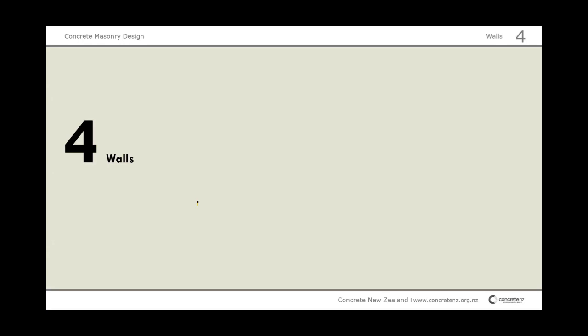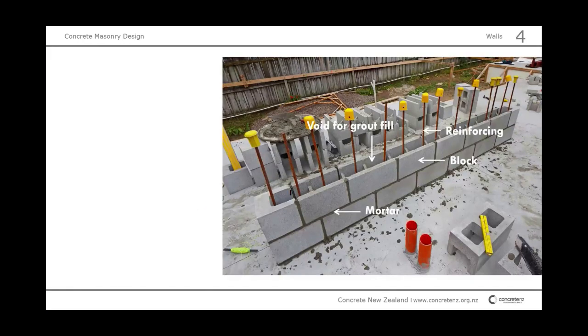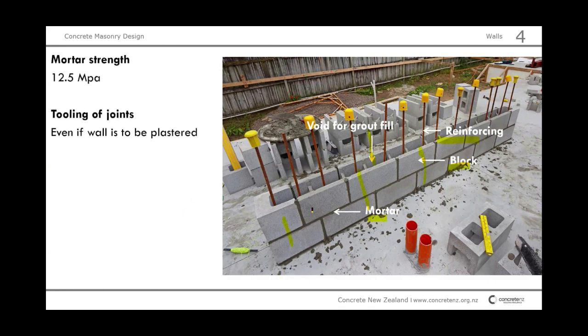I'm going to talk about walls in general now, to remind you of the 4 things we need: the block, the mortar, the reinforcement, and then the grout. This is obviously an engineered wall. If it were 4229, we would only have every 4th cell, something like this, but this one is heavily reinforced. Not sure what this is for, but it's a heavily engineered wall. And the mortar strength and the block strength are both 12.5.